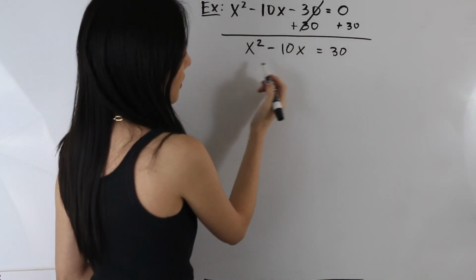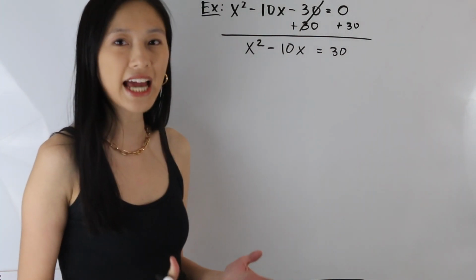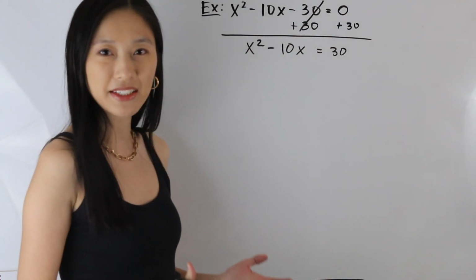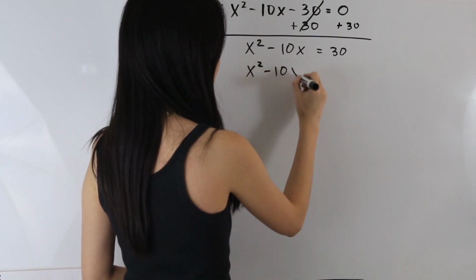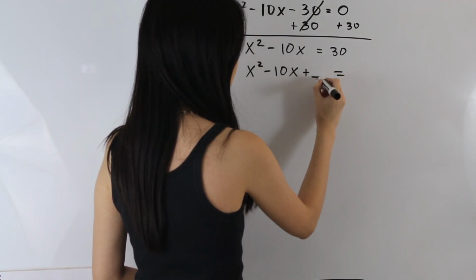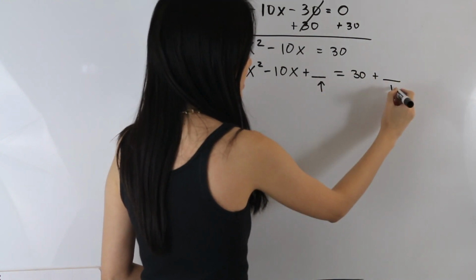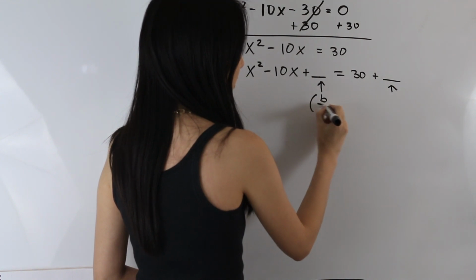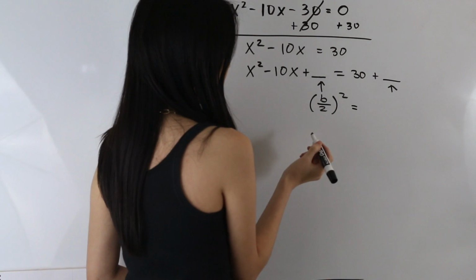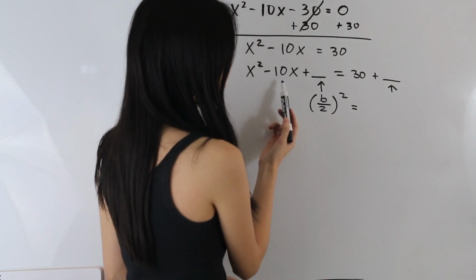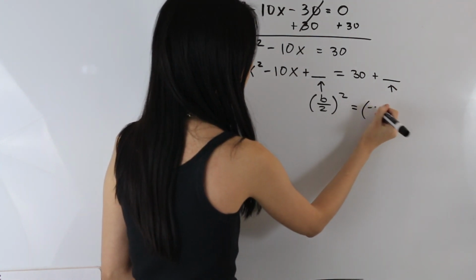So we get x squared minus 10x is equal to 30. As our next step, we are going to need to add some term to both sides so we can complete the square. So let's do that. The term that we need to add to both sides is b over 2 squared. Let's identify what b is equal to. b is just the coefficient that multiplies the x term. So in this case, b is equal to negative 10.